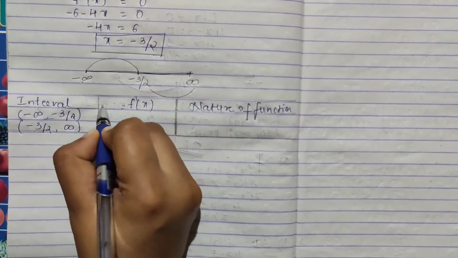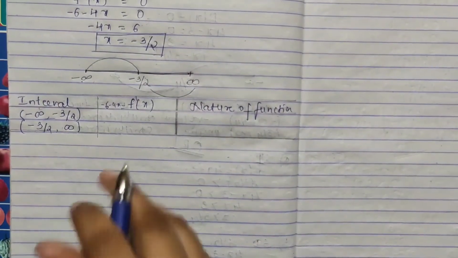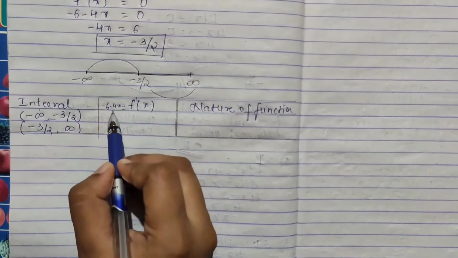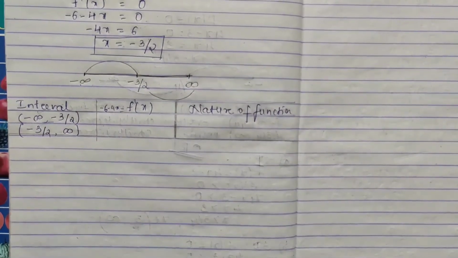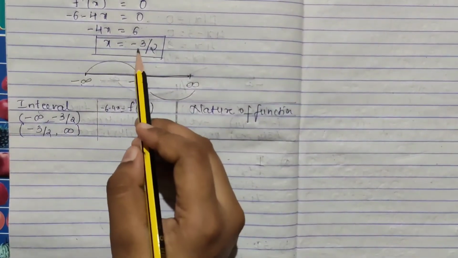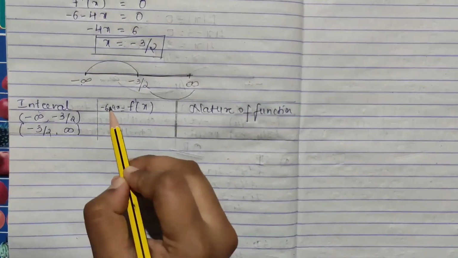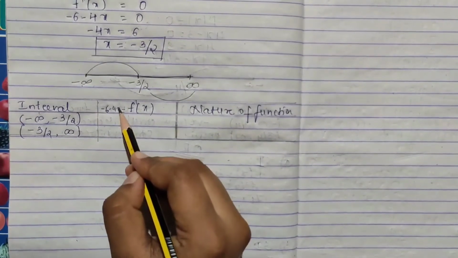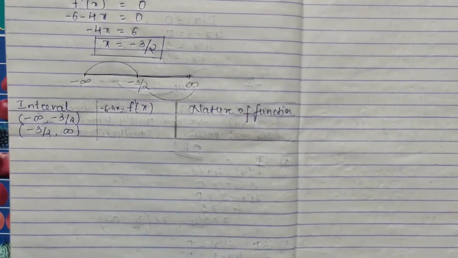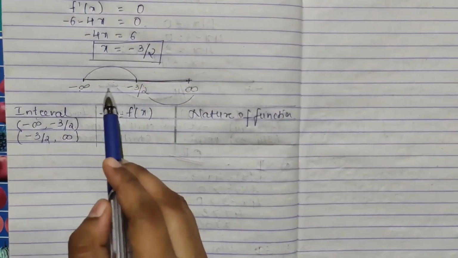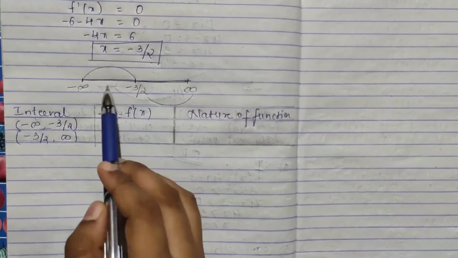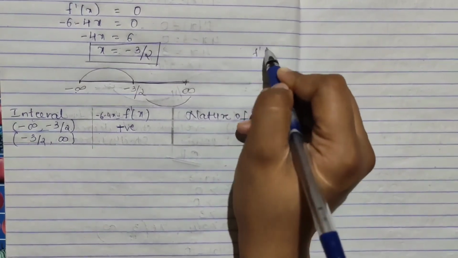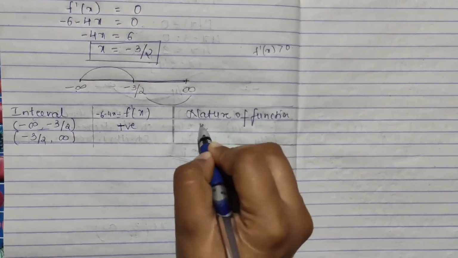F dash of x, what you have got? Minus 6 minus 4x, right? Between these, any point if you put in this, you will get positive or negative. You can check in this, or here. Now this is already negative, and if you put x value in negative, negative into negative becomes positive. So minus sign with this. If you put any number between minus infinity to minus 3 by 2, you will get positive. If you want, you can check it. So your f dash of x is positive, which means it is increasing.